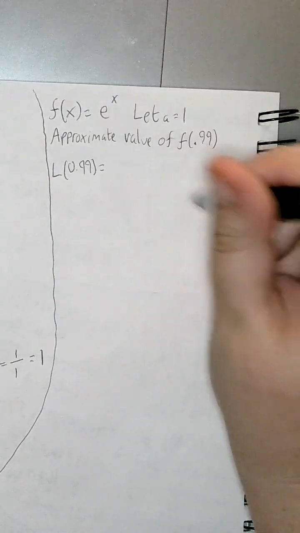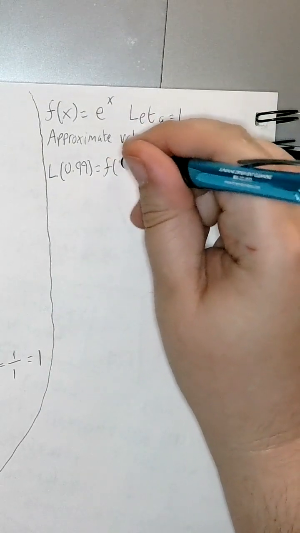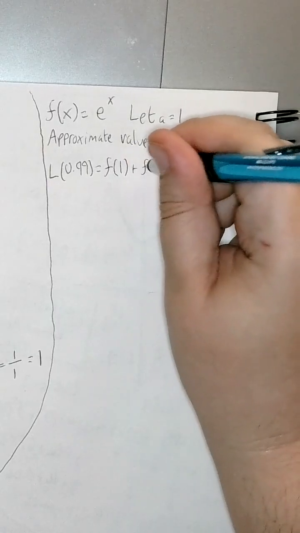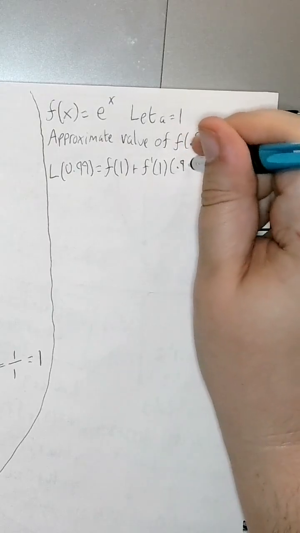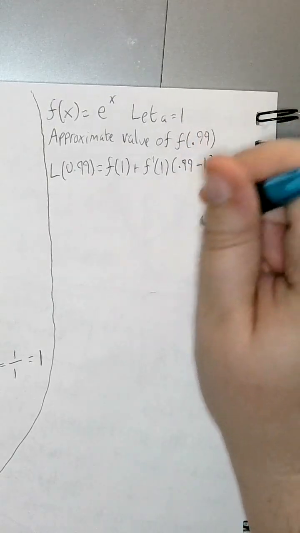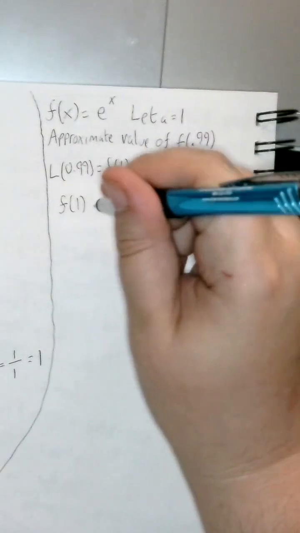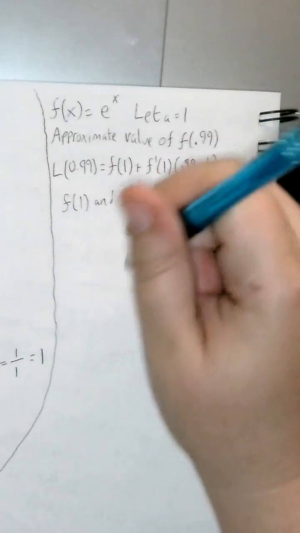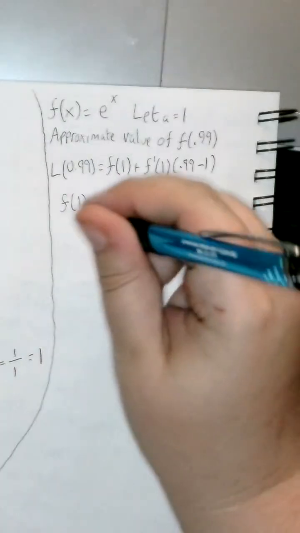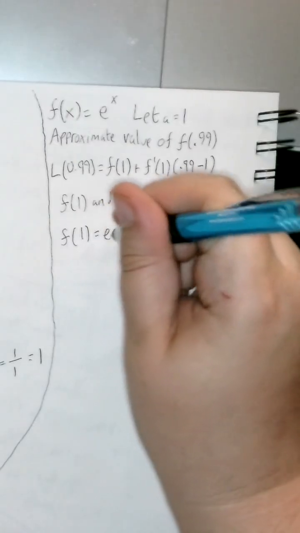So this is going to be f of 1 plus f prime of 1 times 0.99 minus 1. So now I need to find f of 1 and f prime of 1. Let's find f of 1 first. So f of 1 is equal to e to the first.